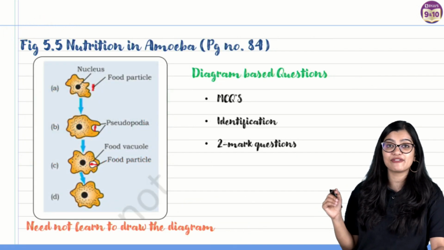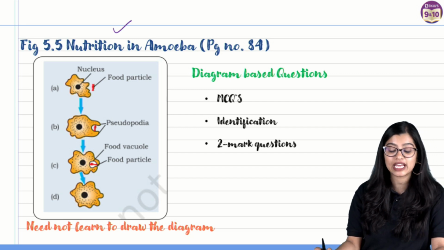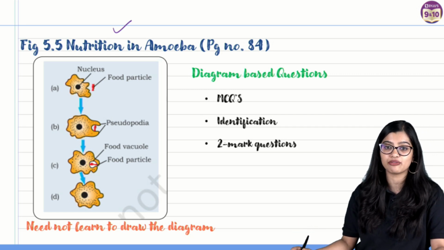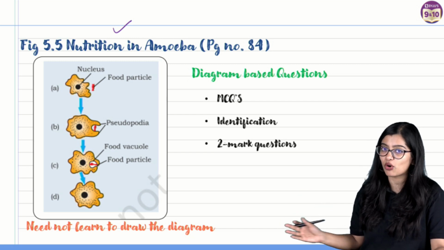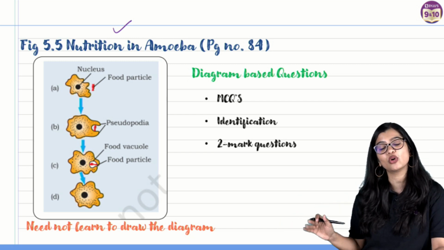Now moving on, we have figure 5.5, which is nutrition in amoeba, that is there in page number 84. Now, in this particular case also, chances of this diagram coming for drawing is very, very less, almost close to 0.